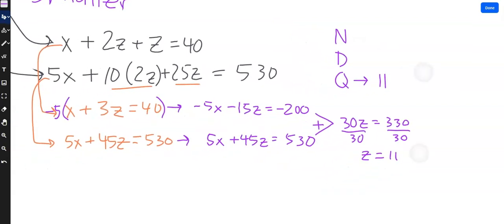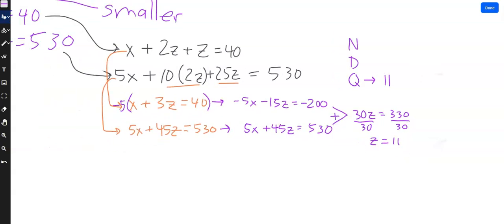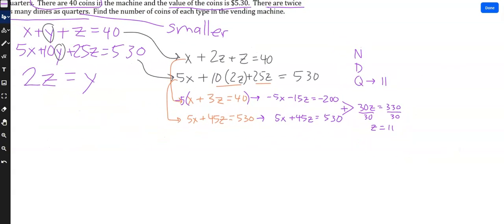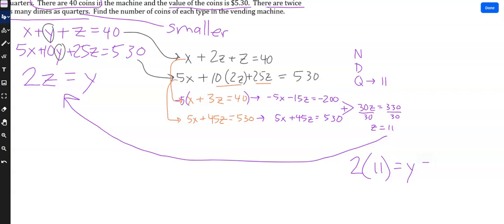Well, what are we going to do to find out any of the other ones? Plug it back in? Sure. Pick an equation that you'd like to plug it back into. I actually have a couple options here. I could take it all the way back over to here. That would be the easiest one. Now, yeah, you could pick this equation, you could pick this equation, but neither one of those is the easiest. That one back there at the beginning is the easiest. But it's up to you what you want to do. So 2 times 11 equals y, so that's 22. So now we know that we have 22 dimes, right?